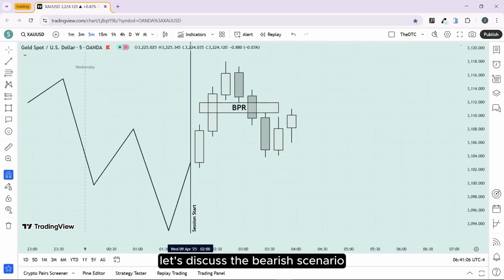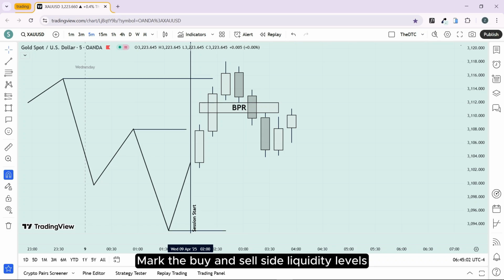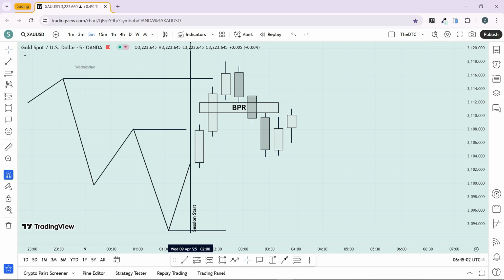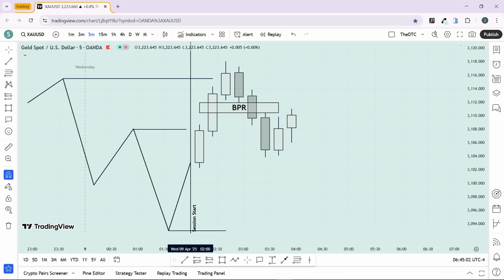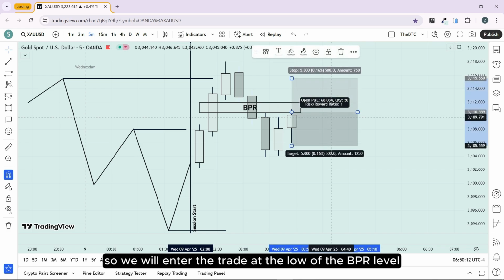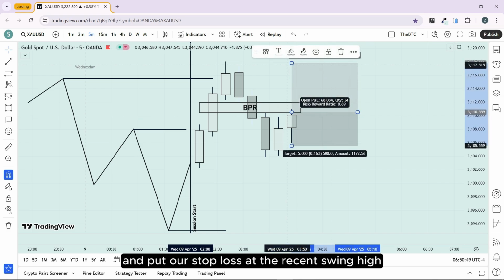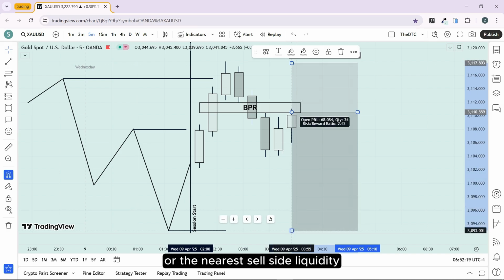Let's discuss the bearish scenario before going into the examples of the model. At the start of any session, mark the buy and sell side liquidity levels. During the session timings, when the market takes the buy side liquidity, we will look for the market behavior at this level. If the market changes its direction to bearish and forms a BPR, it will confirm that the market is ready to go lower. So we will enter the trade at the low of the BPR level and put our stop loss at the recent swing high. Similar to the bullish scenario, we will target the 1-to-2R or the nearest sell side liquidity. Let's move on to the examples of Venom model.